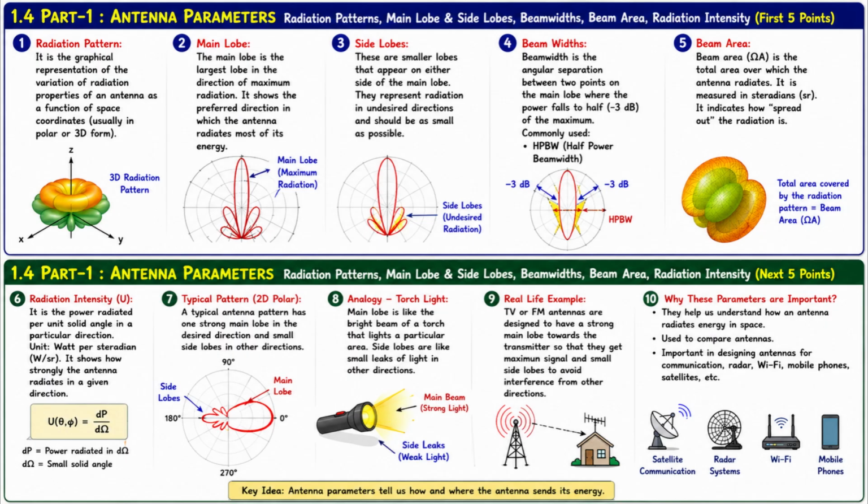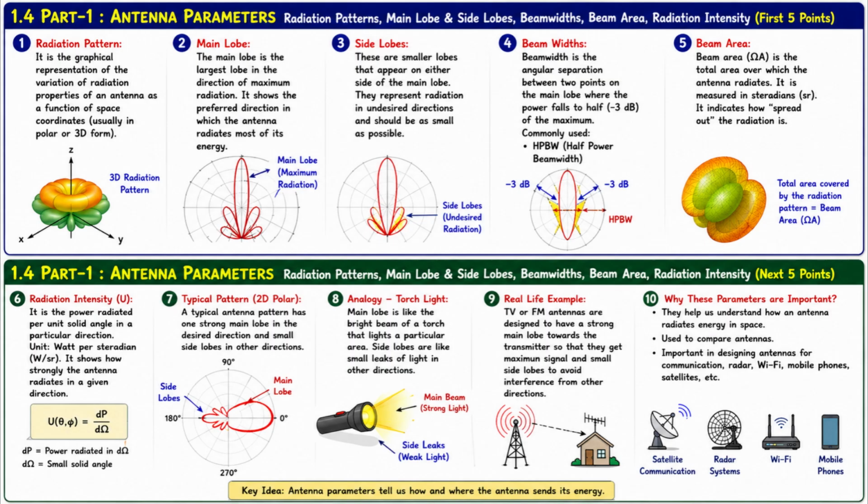The strongest direction of radiation is called main lobe. What is main lobe? The strongest direction of radiation pattern is called main lobe. The smaller unwanted radiation directions are called side lobes. In the radiation pattern, main lobe will be there, side lobes are there. What are the side lobes? The smaller unwanted radiation directions are called side lobes, as shown in the picture. All things are mentioned in the image as well as in the description box.